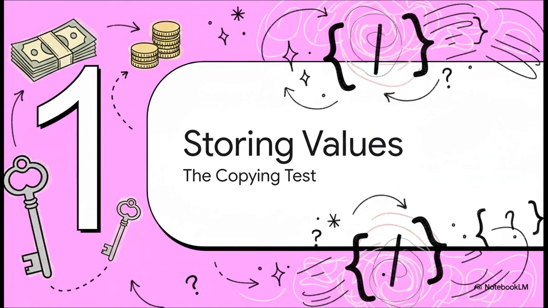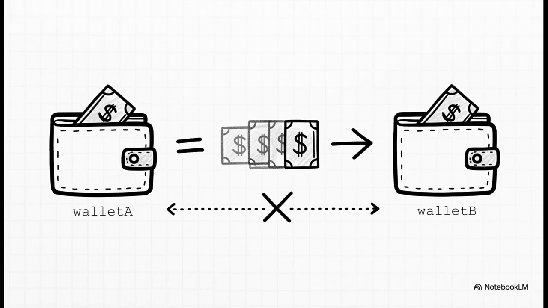So how does this cash versus key idea actually play out in our code? Well, let's run a little test. Let's see what happens when we try to copy these different data types. This is where the magic and, honestly, a lot of the confusion really starts to happen. Okay, first up, primitives. When you copy a primitive, you're copying the actual value itself. So if wallet A has the number 5, and we say wallet B equals wallet A, JavaScript essentially goes to the bank, gets a brand new, separate 5, and puts it in wallet B. They're completely independent of each other now.